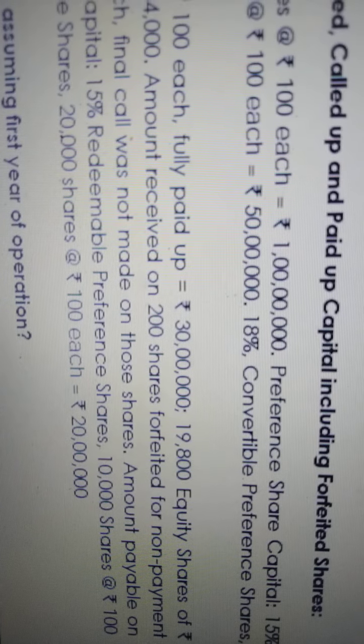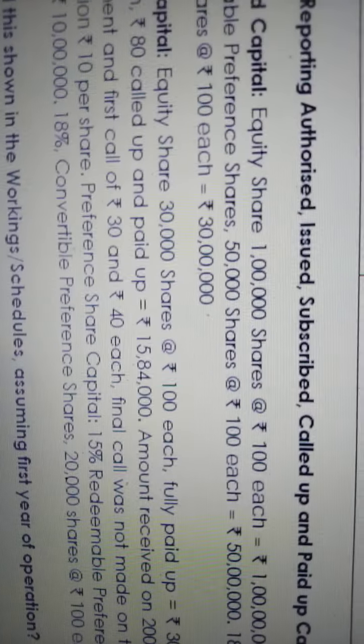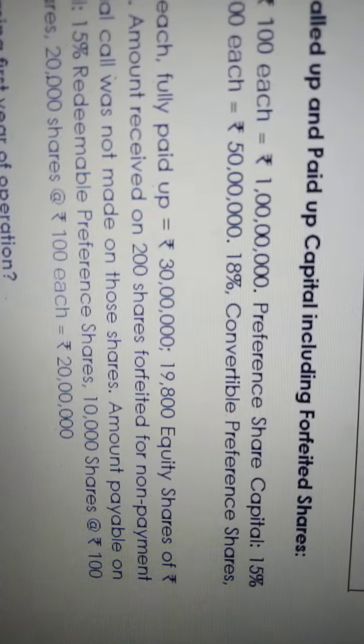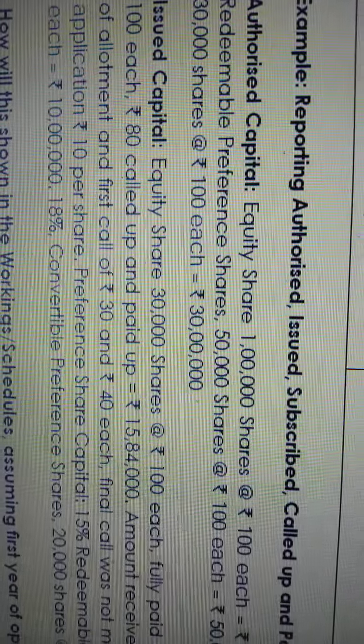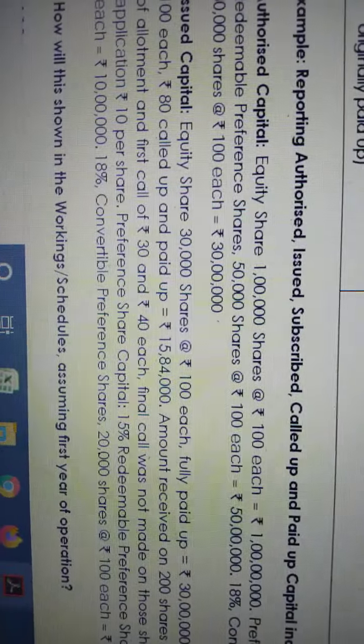So the balance 200 shares are forfeited. Due to what reason? For non-payment of allotment and first call. Likewise for preference share capital, all these things are given. This is just for your understanding.